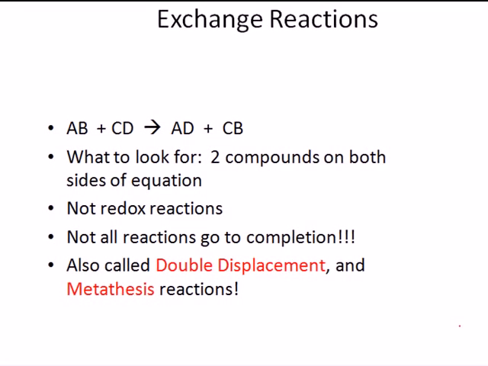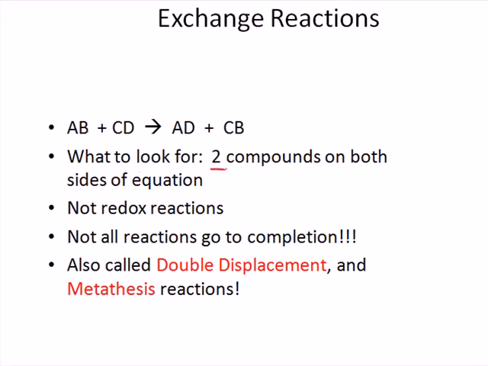Exchange reactions. Exchange reactions normally involve two compounds on both sides of the equation. The two compounds you're working with will be composed of positive and negative ions, and when we write compounds, the positive ion always comes first. The cation and an anion.